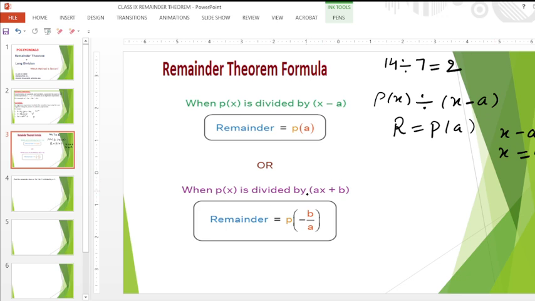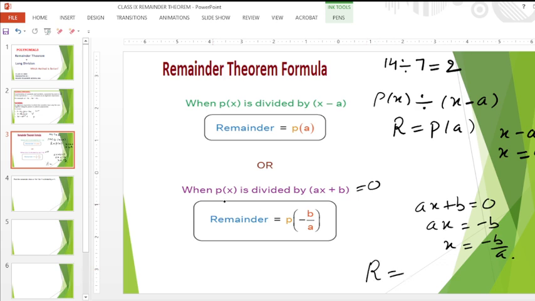Here the divisor is a linear polynomial, right? Why is it linear? Because the degree of the divisor should be less than the degree of the dividend polynomial which you are taking. So here also, suppose the divisor is ax plus b, you make it equal to 0 first, and this is your dividend polynomial. So ax plus b is equal to 0. Find x by transposing, and you are getting x is equal to minus b upon a. And this value of x you substitute in the polynomial p(x), and that is your remainder.